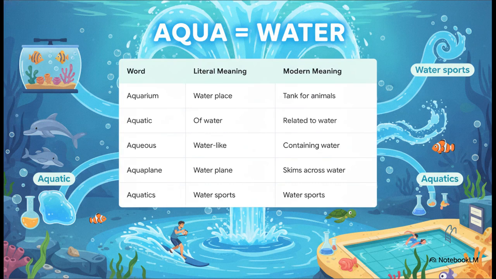All right, let's do a rapid-fire review of the remaining top words in our family tree. I want you to really notice how the literal translations always guide you right to the modern definition. Aquarium is literally a water place, modernized as a tank for animals. Aquatic is literally of water, modernized as related to water. Aqueous, remember our hidden relative? It literally means water-like, modernized as containing water. Aquaplane is literally a water plane, modernized to skimming across the water's surface. And aquatics? That simply means water sports. Do you see the mechanics at work here? The literal translation acts as a bridge that always guides you straight to the modern definition.